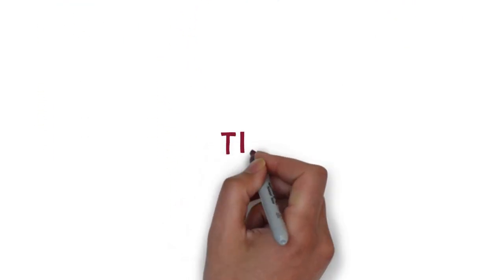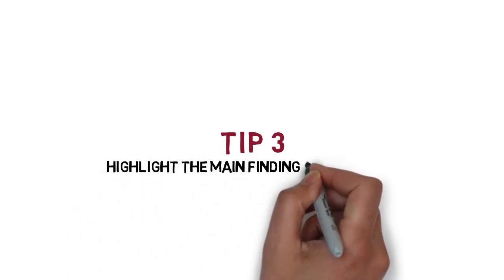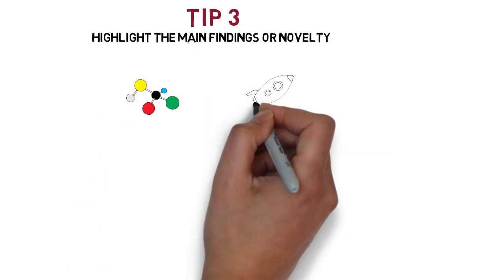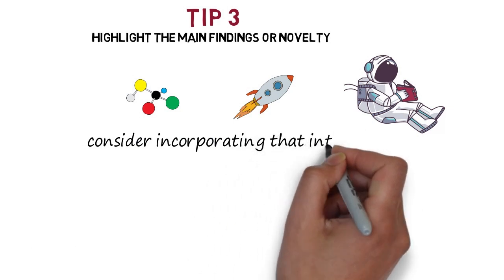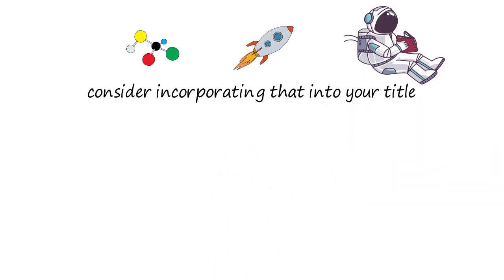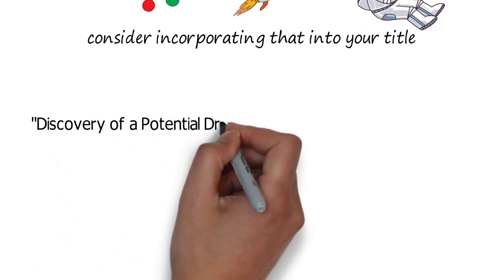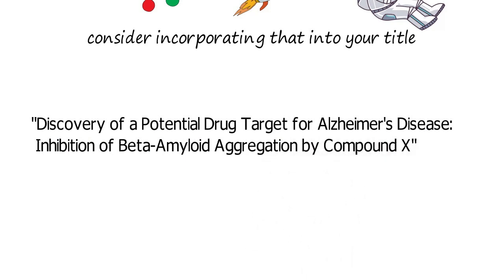Tip 3. Highlight the main findings or novelty. If your research has significant findings or introduces a novel approach or concept, consider incorporating that into your title. Check this title. "Discovery of a potential drug target for Alzheimer's disease: Inhibition of beta-amyloid aggregation by compound X."